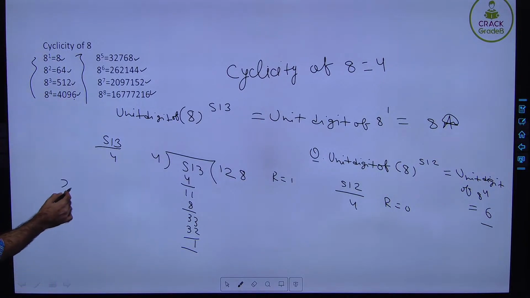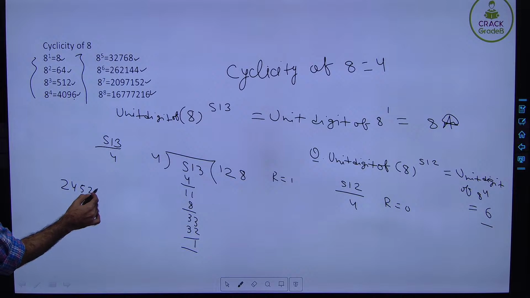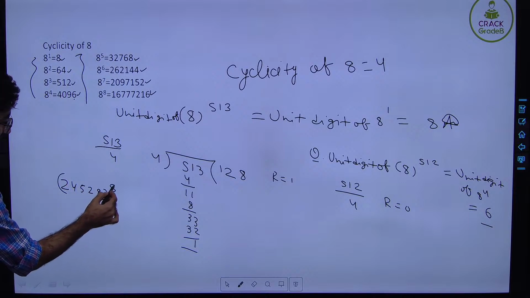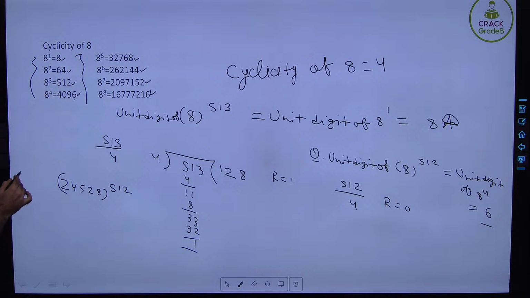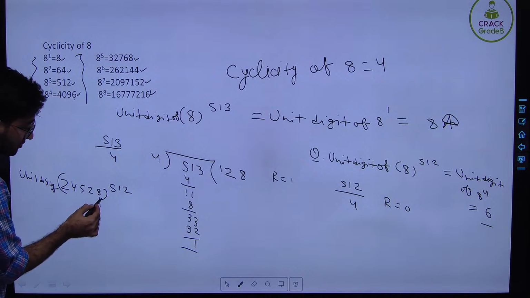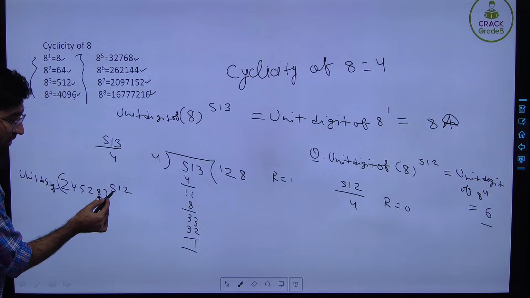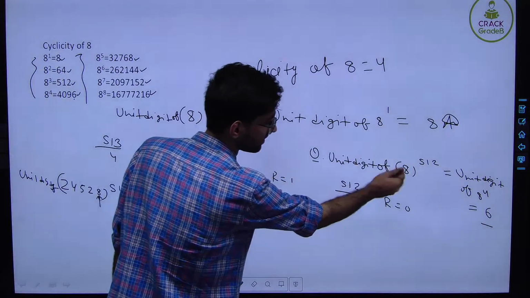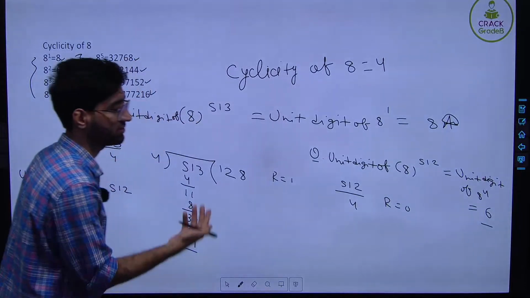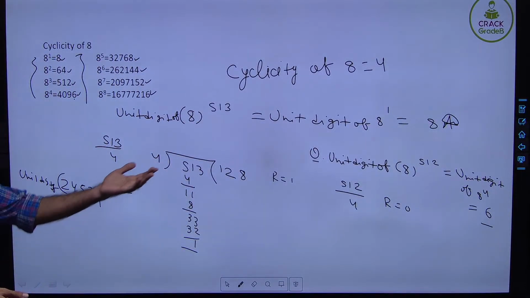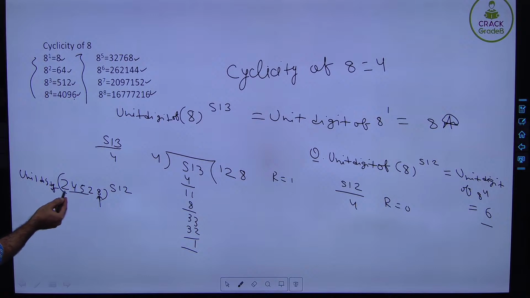If I ask you 2452 8 to the power 512, what will be the unit digit? Again the answer will not change, right? See, only look at the unit digit 8 to the power 512. We have just found the unit digit of 8 to the power 512 and the answer was 6. So these values don't matter, right? We only have to look at the unit digit, right? Any doubt?